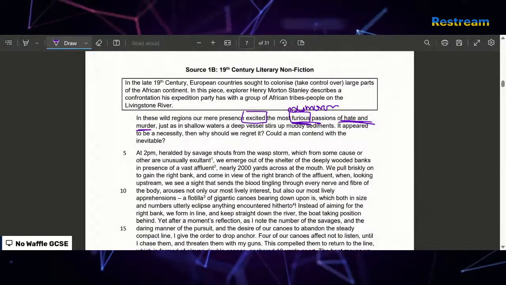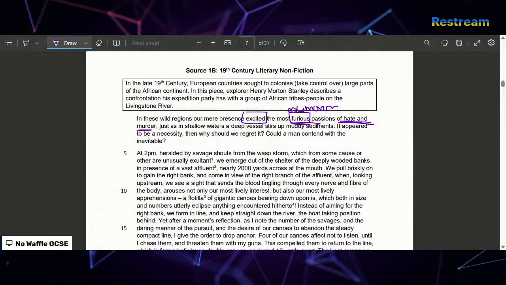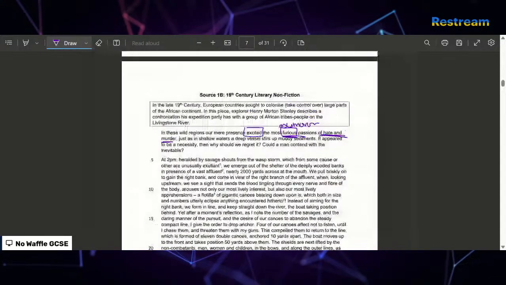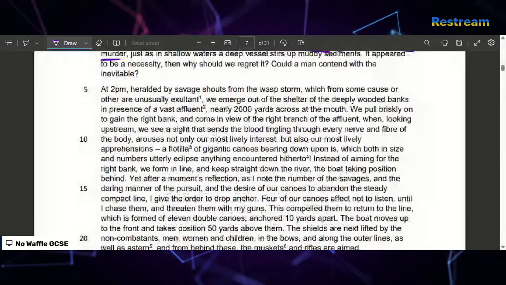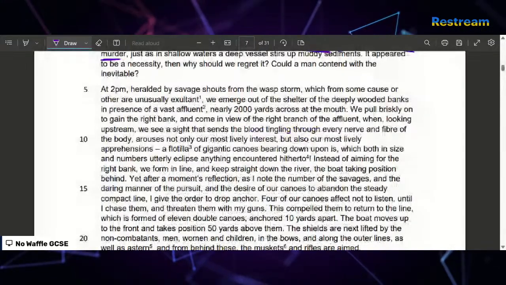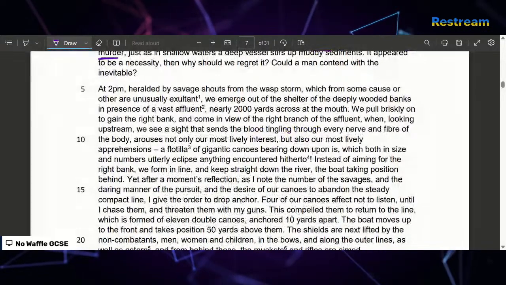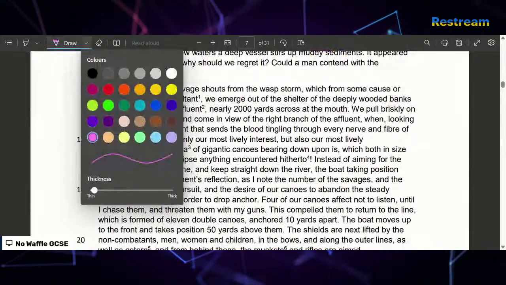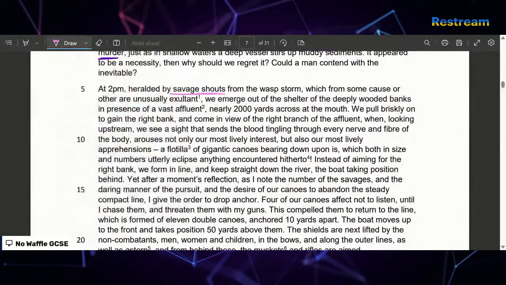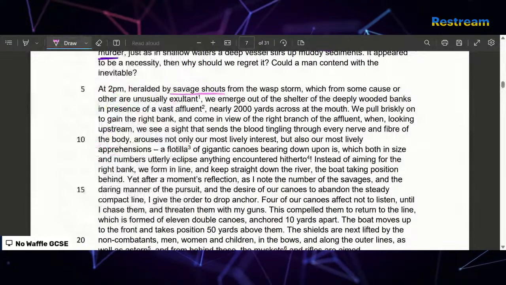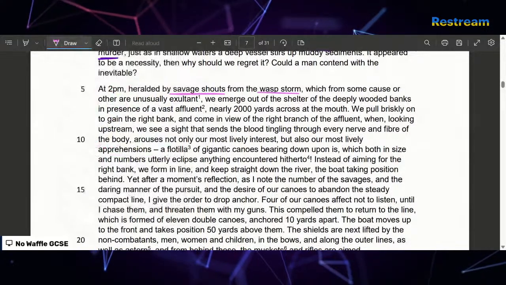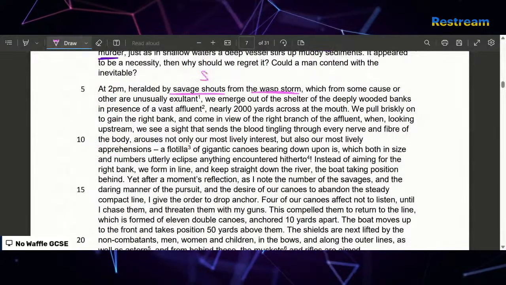Now let's find another point. So let's read this paragraph here. At 2 p.m., heralded by savage shouts from the wasp storm. So, first of all, what do we notice here? Sibilance, which is alliteration of the S sound. Savage shouts from the wasp storm. Again, this S sound is really prevalent here. So, sibilance.